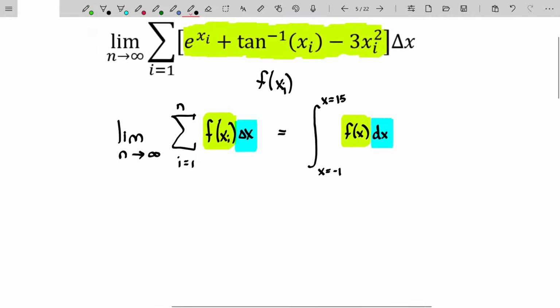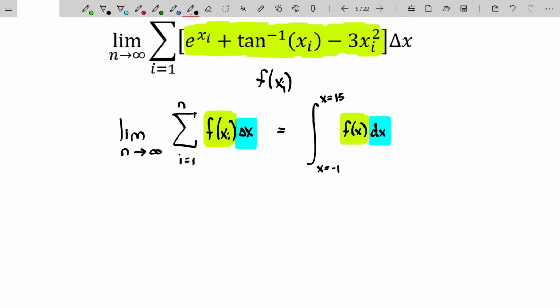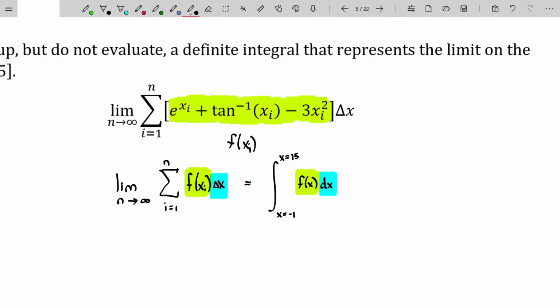Now, we're not quite done with this because I didn't quite write this the way I'm sure that most people would want you to. So I'm going to say that this is equal to the integral from -1 to 15. And instead of writing f of x, I'll just write e to the x. Notice I'm just replacing the x sub i's with x's. So e raised to the x plus tan inverse of x minus 3x squared, and I put parentheses on this just out of habit, dx. So I'm integrating that group of functions with respect to x.